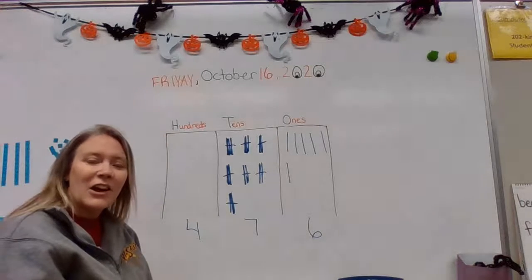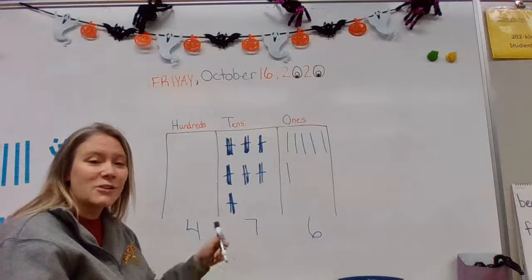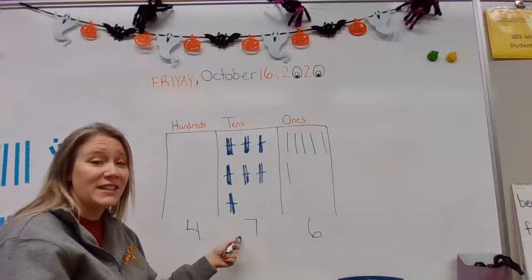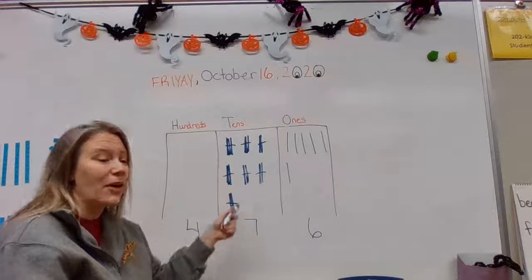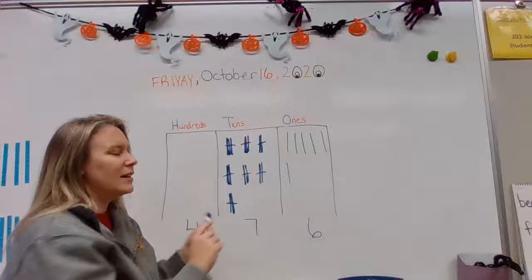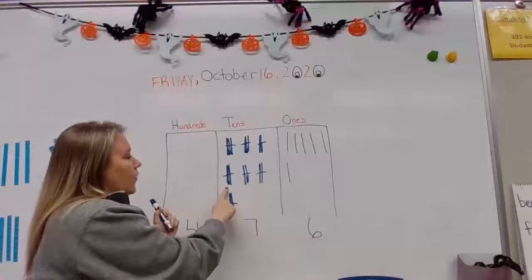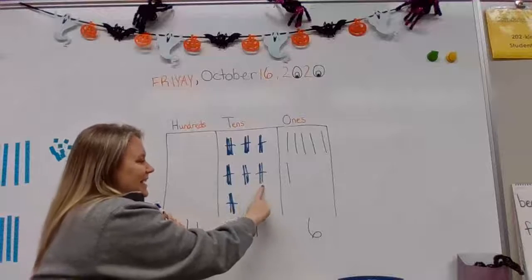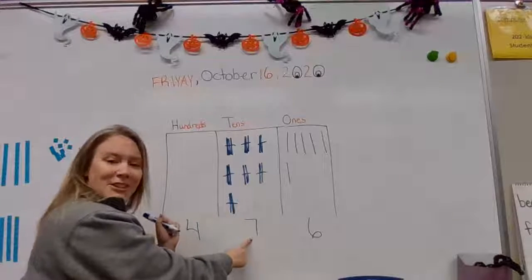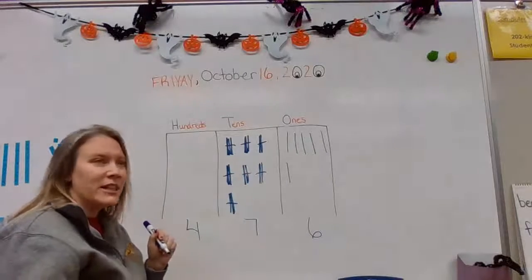70. There, we drew 7 tens because we need to make sure that it showed 70, because 7 is in the 10 spot. I'm going to double check. 10, 20, 30, 40, 50, 60, 70. It matches, great.